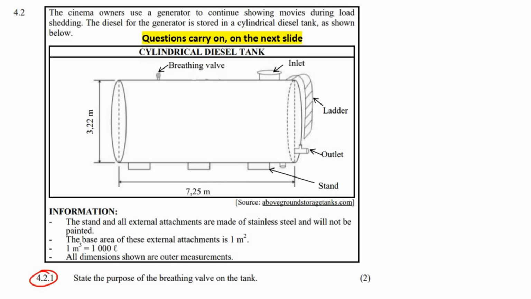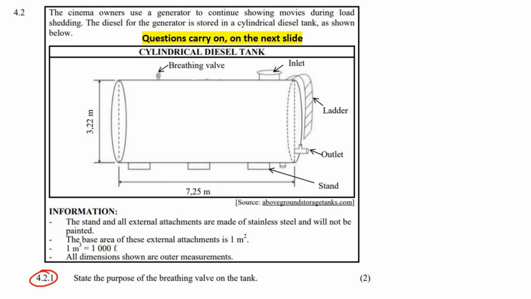Okay, so the cinema owner uses a generator to show movies during load shedding. The diesel that they use for the generator is stored in a cylindrical diesel tank as shown below. So this is not the generator, this is the diesel tank that holds all of the diesel for the generator. Okay, so state the purpose of the breathing valve.